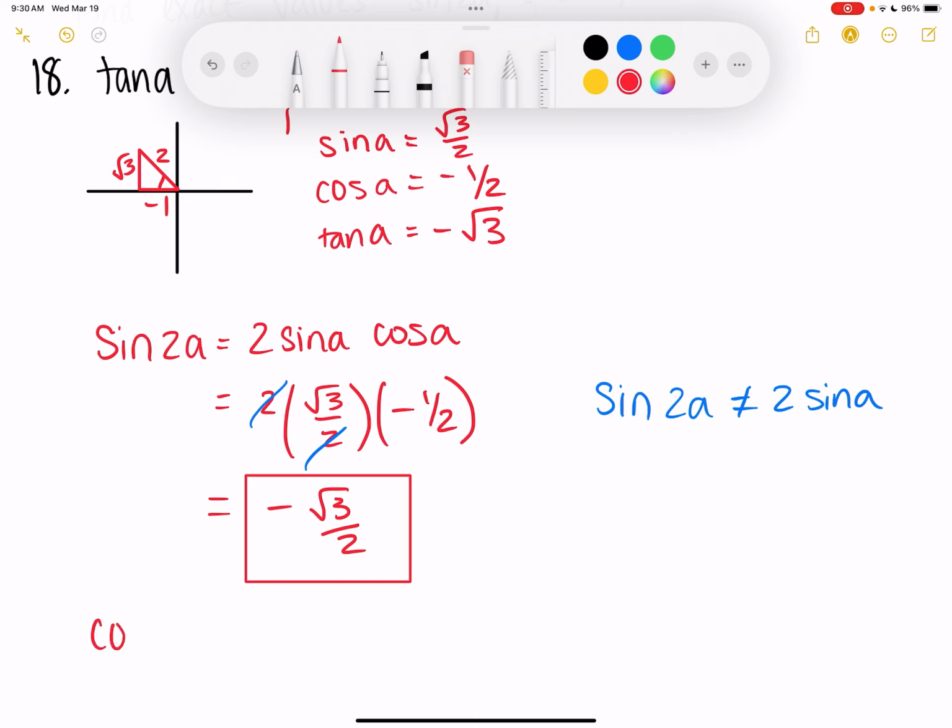All right, cosine of 2A. We have 3 different formulas that we can use to do it. Does anybody have a preference which one they want to use? I like the first one. Does it matter which ones we use? What's the first one? 1 minus 2 sine squared A. No, it does not matter which one we use.